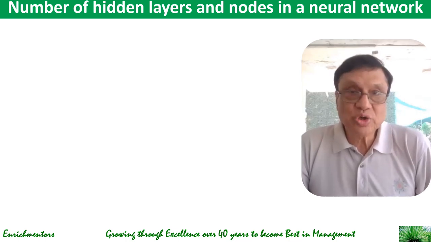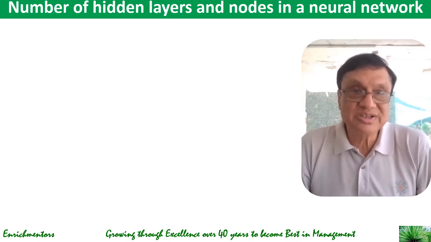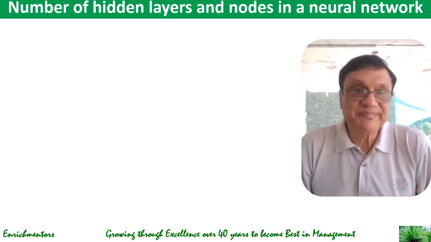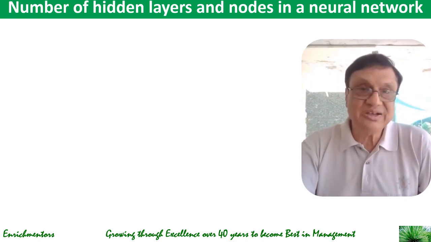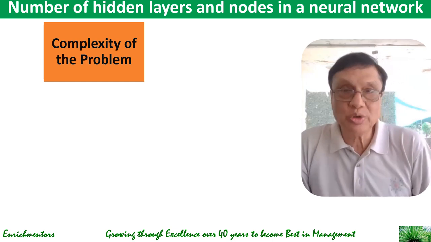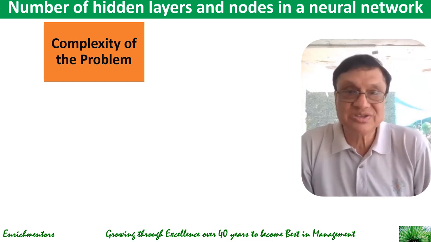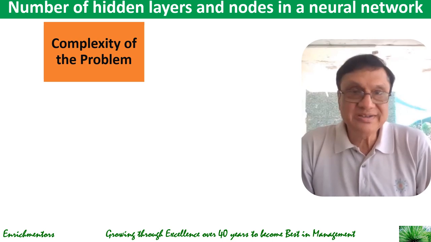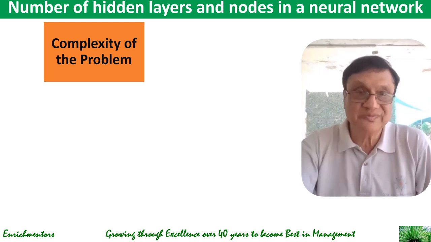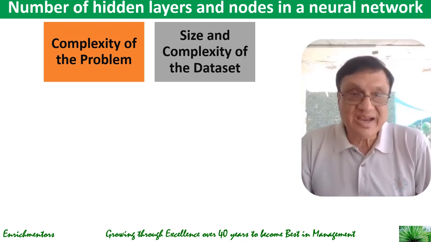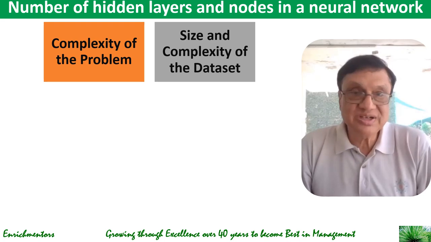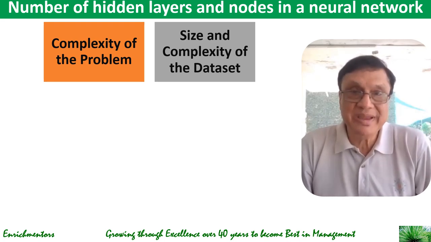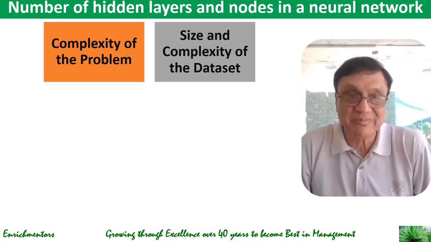So, what determines the choice of the number of hidden layers and nodes in each layer? The factors that determine this: first is the complexity of the problem. More complex problems may require deeper architectures with more hidden layers to capture intricate patterns in the data. Second is the size and complexity of the data set. Larger and more complex data sets may benefit from deeper architectures with more hidden layers to learn meaningful representations.